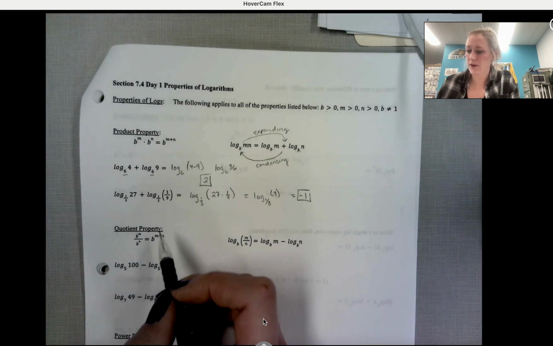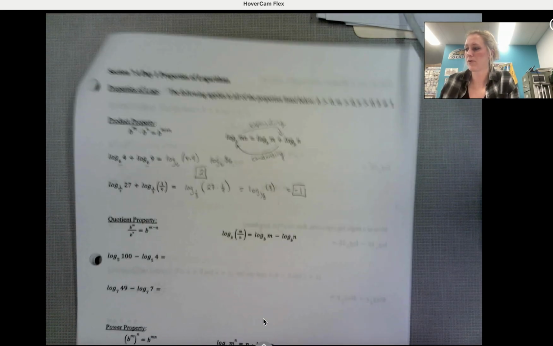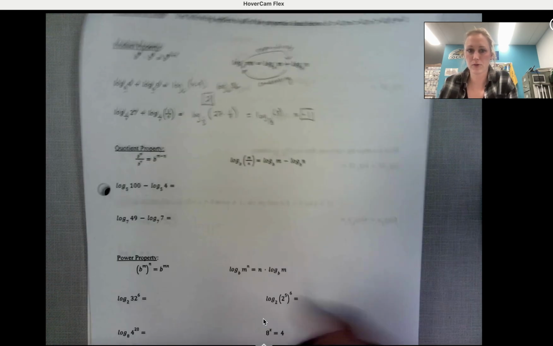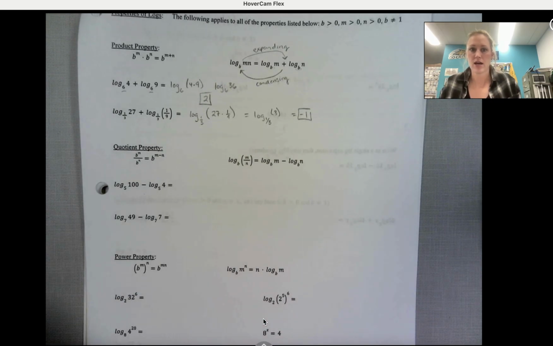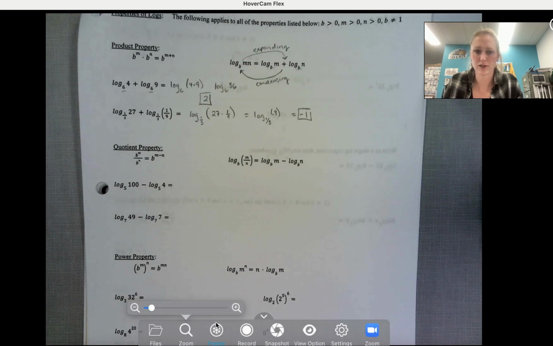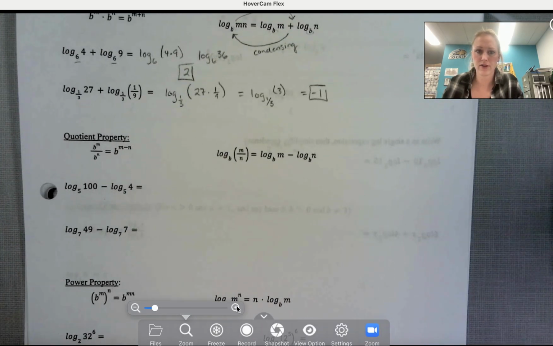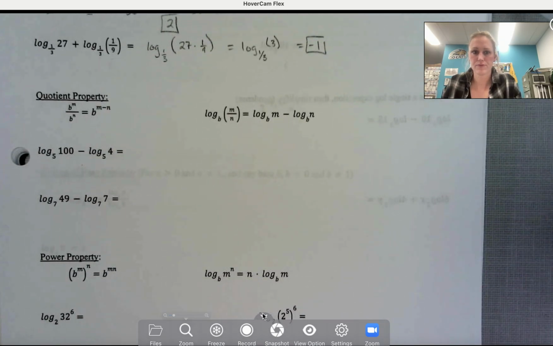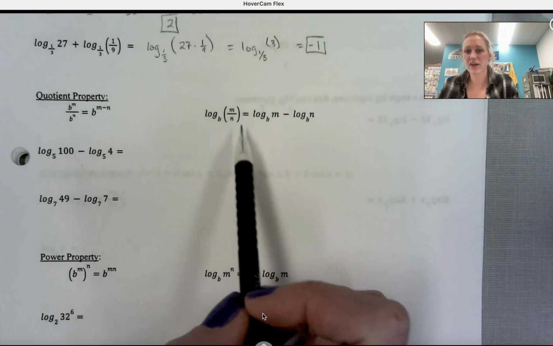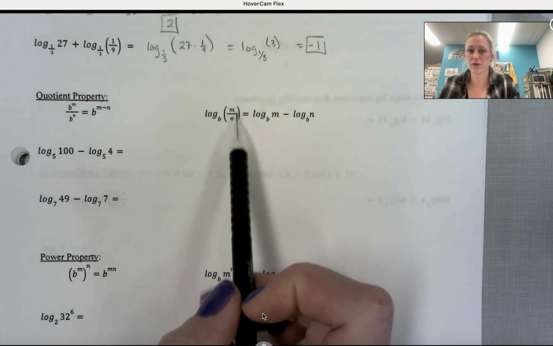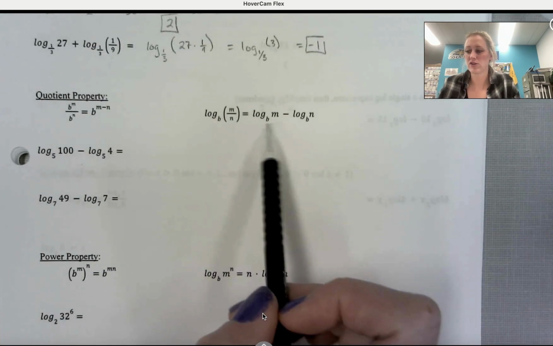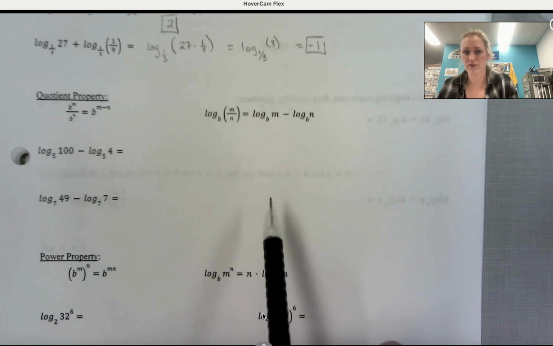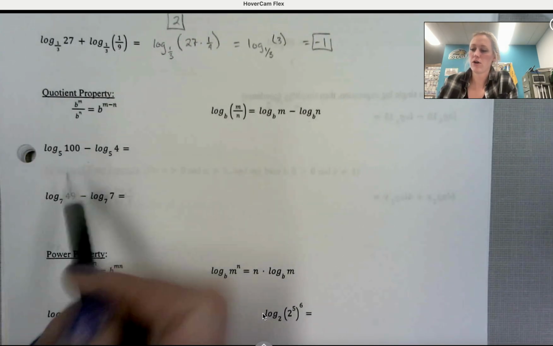Quotient property. Okay, so again, looking at the exponent properties first, as a reminder, when I'm dividing with powers, I'm going to subtract the exponents. I'm going to zoom in just a hair more here, you guys. There we go. Okay. So the log property is the opposite. When I'm dividing two things, I can split it into subtraction and keep the same base. Okay. So let's try that with this one.